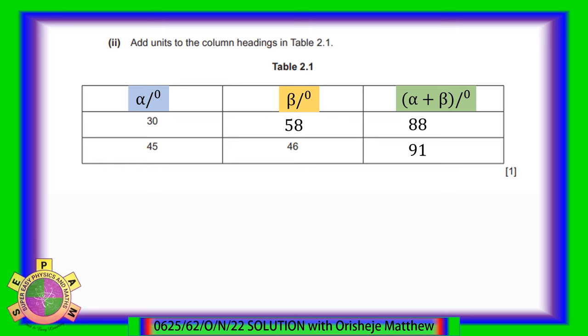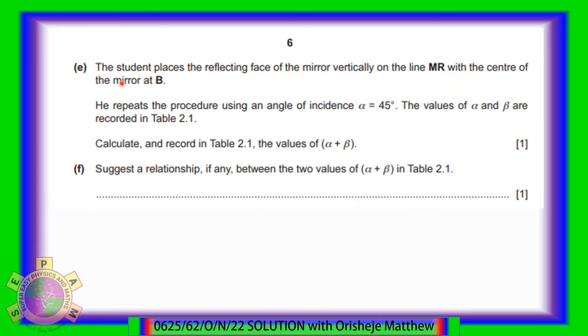So, now, the student placed the reflecting surface of the mirror vertically with the face at B. He repeats the procedure using the angle of incident of that. So, he records that, complete the table. We have already done that. Now, suggest a relationship, if there is any, between the two values. So, the values are identical within the limit of experimental accuracy.